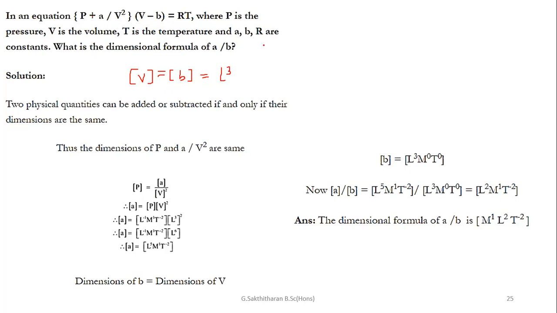Here also, dimensions of P equal to dimensions of A over V squared, because P is added with A over V squared. So P and A over V squared are the same physical quantities. So pressure equals force over area. Force is M L T minus 2, over area L squared. So M L minus 1 T minus 2.